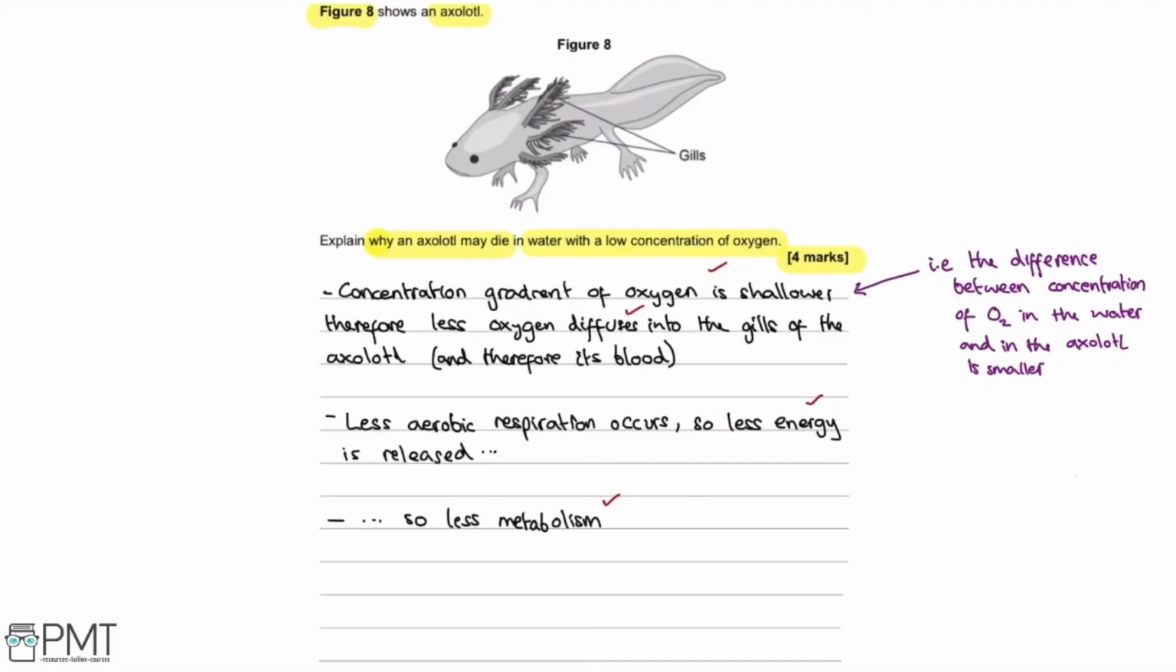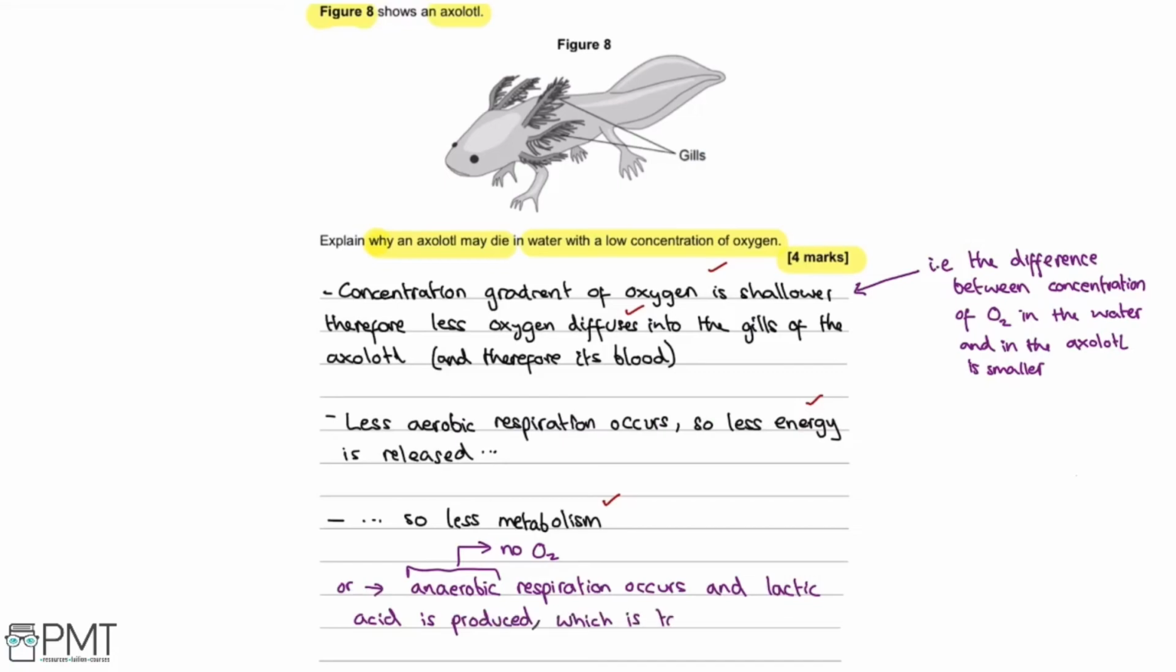Now here you can see that each red tick is a relevant point, and so you need to have at least 4 relevant points to get full marks. However, there are some alternative points that you can make. So what you could say is that anaerobic respiration, that's the respiration that happens without oxygen, will be occurring and lactic acid will build up. And lactic acid is a kind of toxic byproduct, and so this won't help the axolotl survive either.